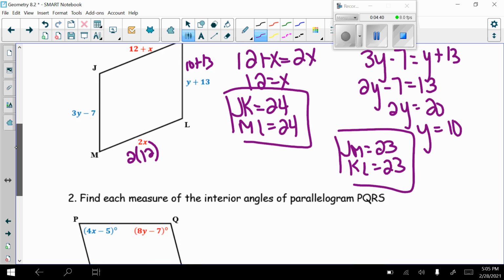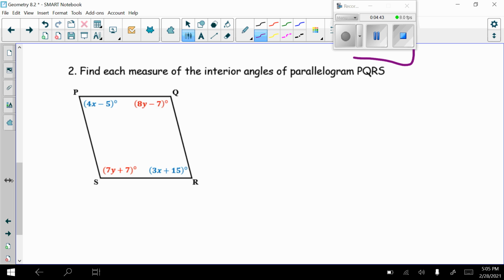So let's try some more. Number 2 says find each measure of the interior angles of parallelogram PQRS. So I need to decide if I'm going to use the theorem that states that the opposite angles are congruent or that consecutive angles are supplementary. I see that I have angle P and angle R, which both have x's. Q and S both have y's, so we're going to be using the opposite angles are congruent. So we know that angle P is congruent to angle R, and angle Q is congruent to angle S. So we're going to set their measures equal.